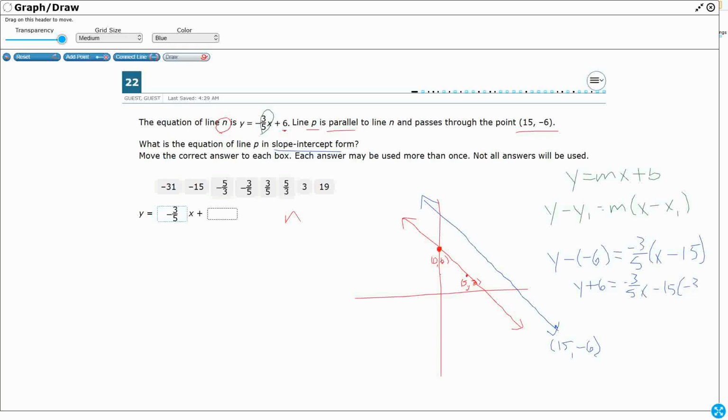I'm just going to go ahead and distribute that out, negative 3/5. So the negative 3/5 goes in both spots. So that's going to be y plus 6 equals negative 3/5 x, minus 15 times negative 3/5. Well, the two negatives are going to cancel out. That's going to be 9, so that's going to be plus 9. And I need to get rid of that 6, so I'm going to subtract 6 from both sides. So y equals negative 3/5 x plus 3.